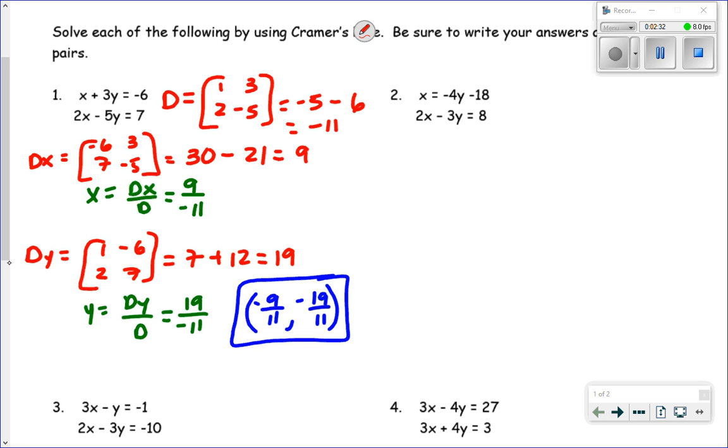Okay, number 2. Same scenario here. I need to find d, dx, and dy in order to find my x and y values. The first equation, though, is not set up correctly. Remember, I need to have my x's, my y's, and my constants all lined up. So I need to rearrange that top equation. So that means I need to add 4y to both sides. So it's going to be x plus 4y equals -18. And then this other equation, I'm just going to rewrite underneath of it.